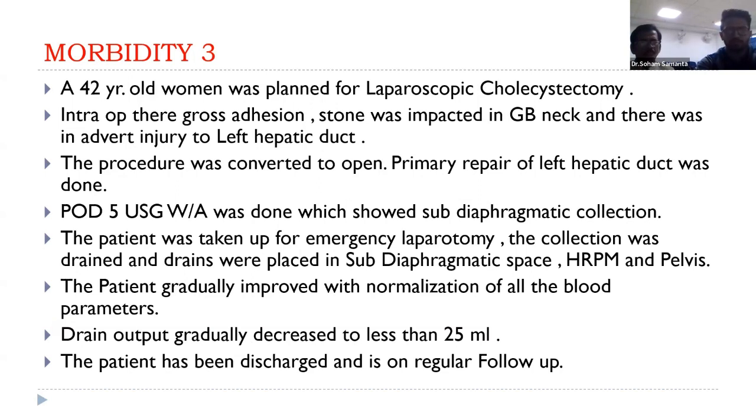On POD5, USG was done, which showed subdiaphragmatic collection. The patient was taken up for emergency laparotomy. The collection was drained and drains were placed in the subdiaphragmatic space, HRPM, and valves.